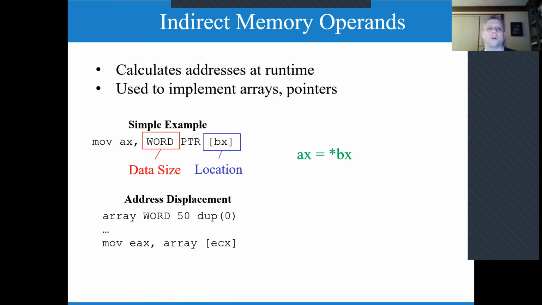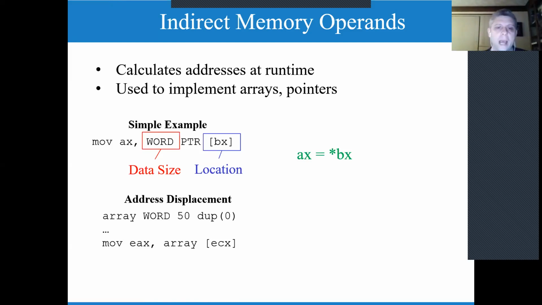You can also do what's called address displacement. This is essentially how you create arrays or lists in assembler. So here we have the instruction array word 50, which means that we have 50 words located at this memory location we're going to call array. And the dup 0 at the end just means initialize all those words to the value 0.